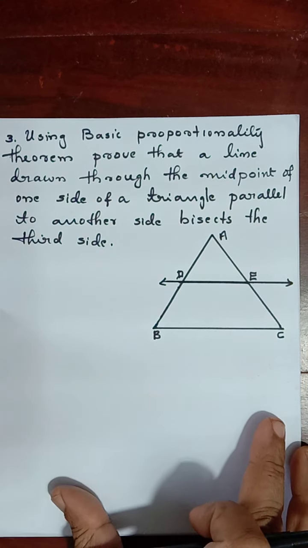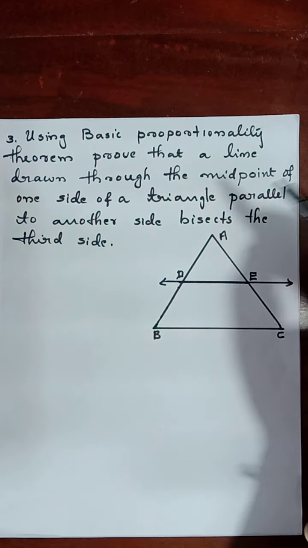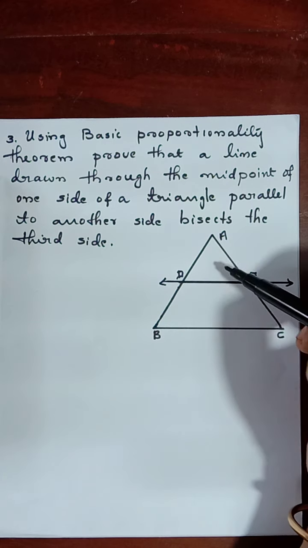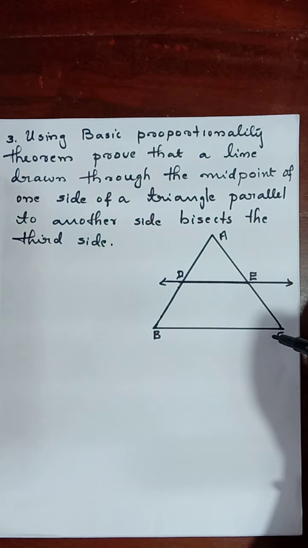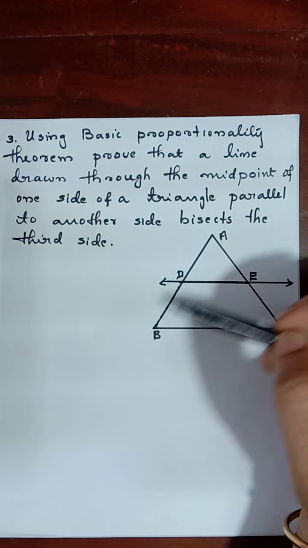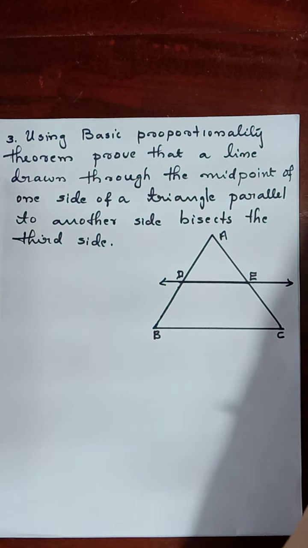Let us see the third question. Using the basic proportionality theorem, prove that a line drawn through the midpoint of one side of a triangle parallel to another side bisects the third side. Actually, the figure is not given to us. Using the question, we are going to draw the figure. We know the basic proportionality theorem: if DE is parallel to BC, then AD by DB is equal to AE by EC. That is the basic proportionality theorem.